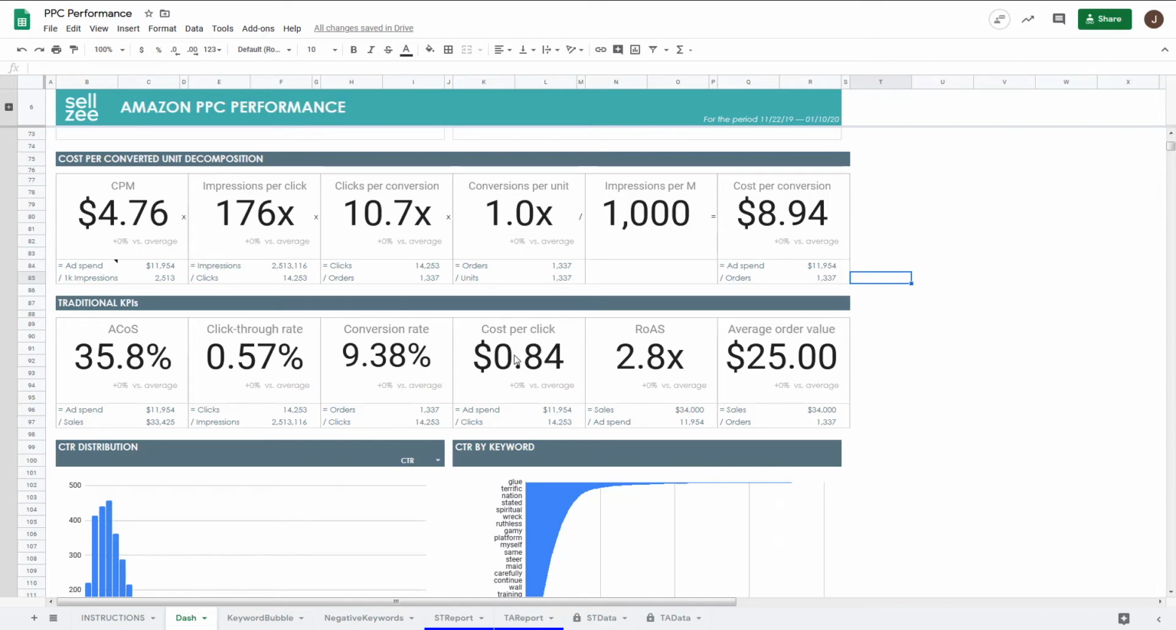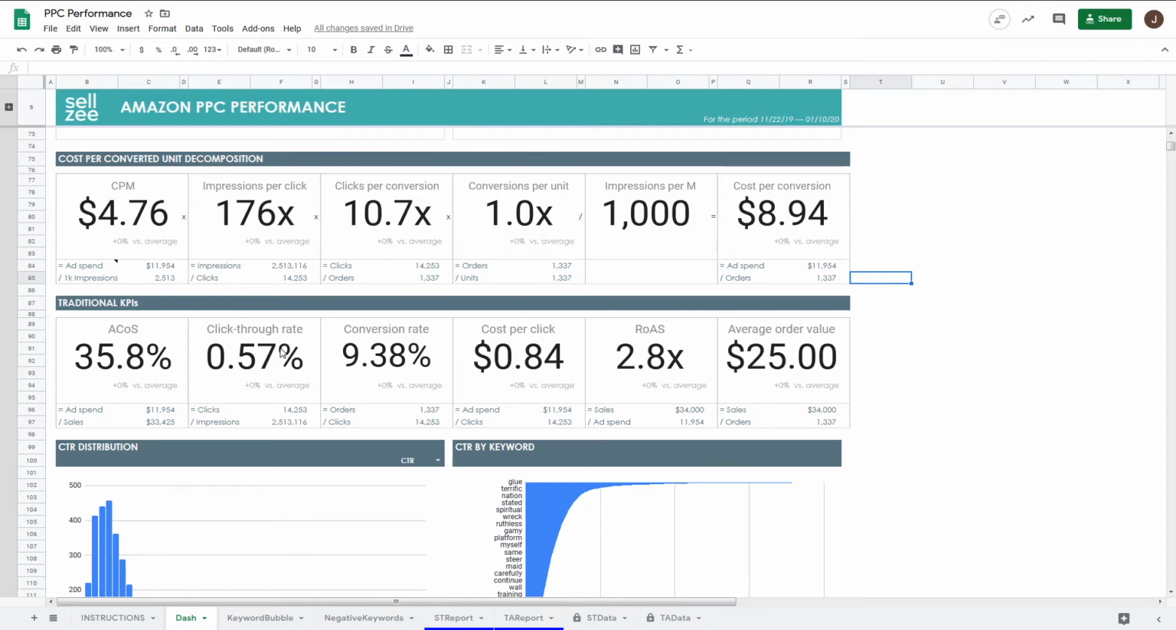Make sense? So now that you have this convenient decomposition here, you can really evaluate each individual component. And if you detect one of these components being relatively high, you can drill down into it and see what's causing it. So let's say that in previous periods, you had a much higher click-through rate than 0.57.